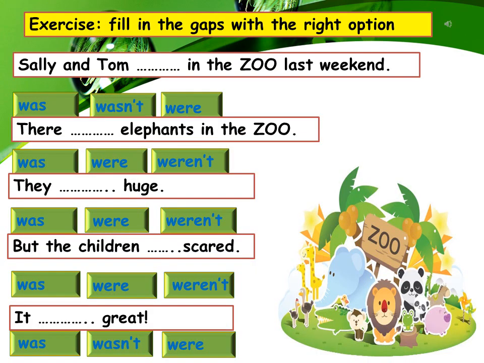Again, here is a short story, and you are going to complete the sentences of this story. Fill in the gaps with the right option. Sally and Tom in the zoo last weekend. Was, wasn't, were. There elephants in the zoo. They huge. But the children scared. It great. Was or wasn't or were.